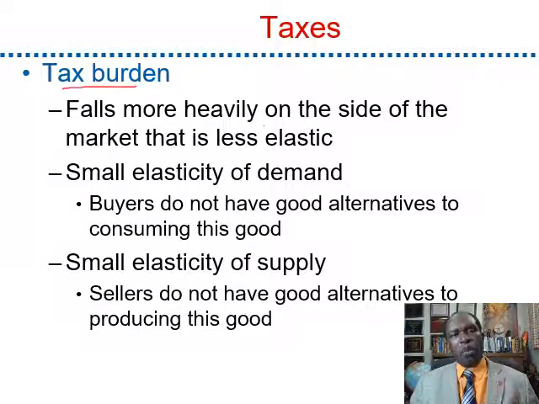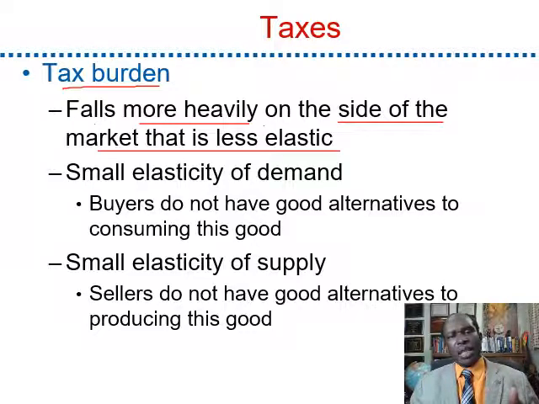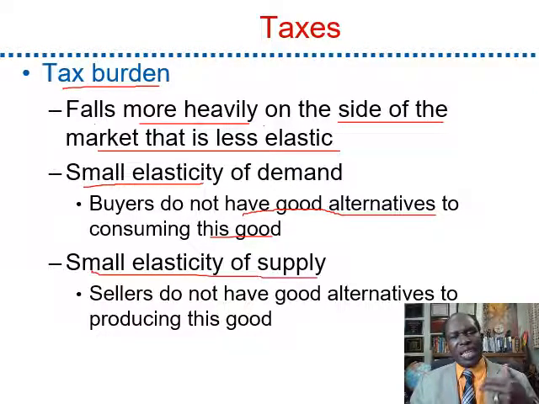To sum up the burden of taxes, the burden of taxes falls more heavily on the side of the market that is less elastic. This means that if the demand is less elastic, buyers do not have a good alternative to consuming that good, therefore they have to bear more of the burden of the taxes. If the supply is less elastic, then sellers do not have a good alternative to producing that good, therefore they have to bear more of the burden of the taxes.